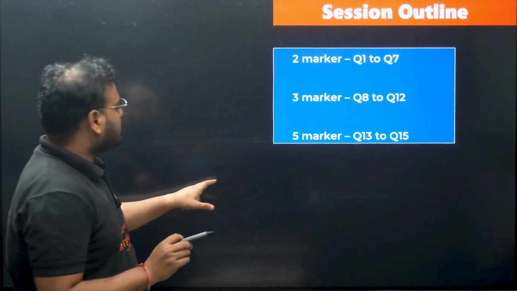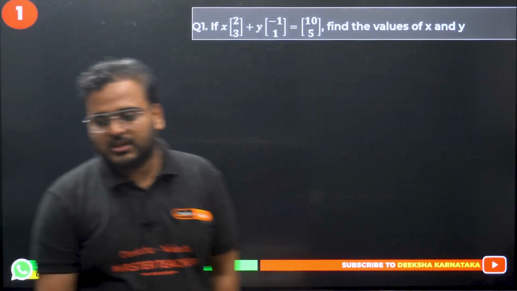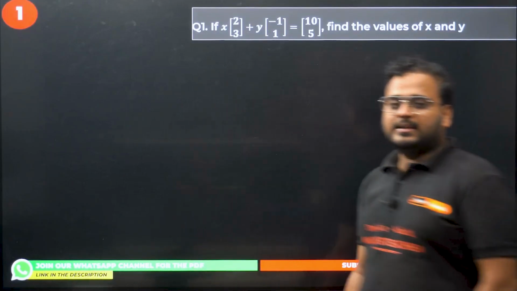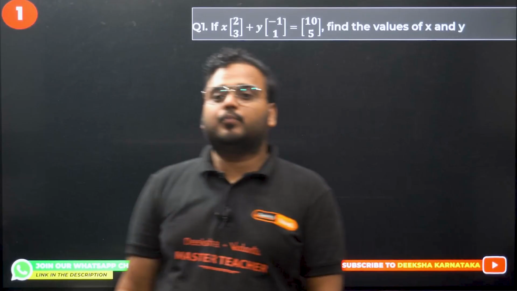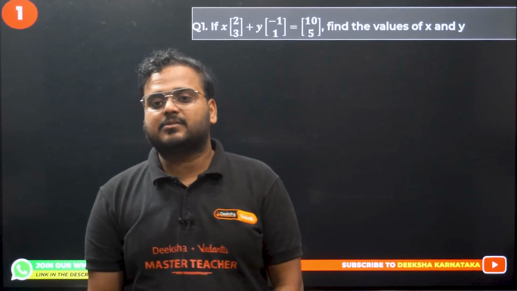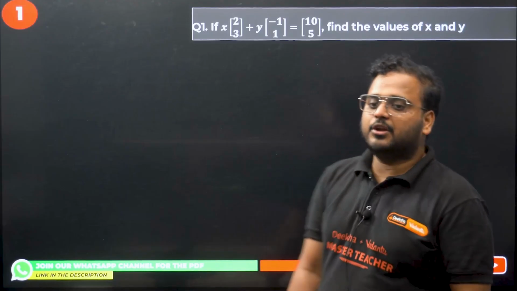Okay, let's start now. 2 marker question. Okay, so total I've taken here 7 problems. Let's see all of them one by one. Question number 1 is: if x times the column matrix [2 3], plus y times the column matrix [-1 1], equals [10 5], find the value of x and y.